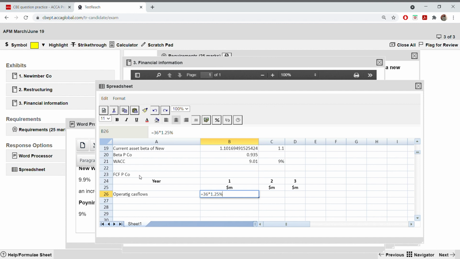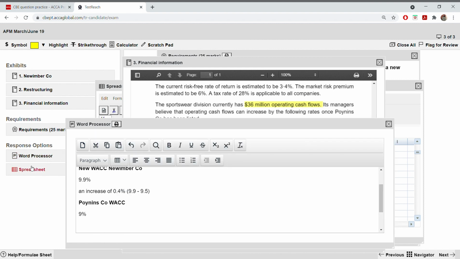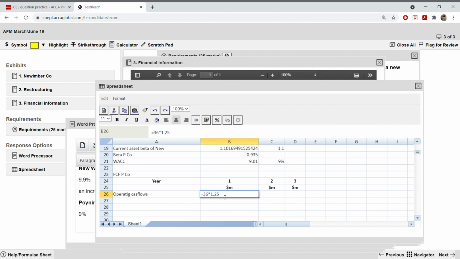It is supposed to be 45, but just give me a time. 25%. Don't take percent, just multiply by 1.25. Okay, 45.